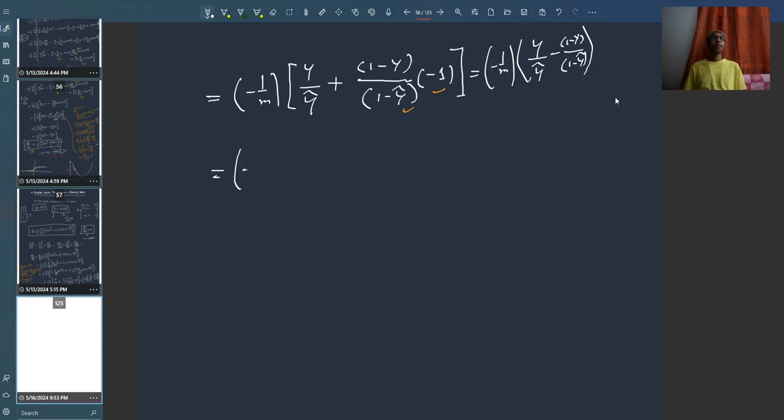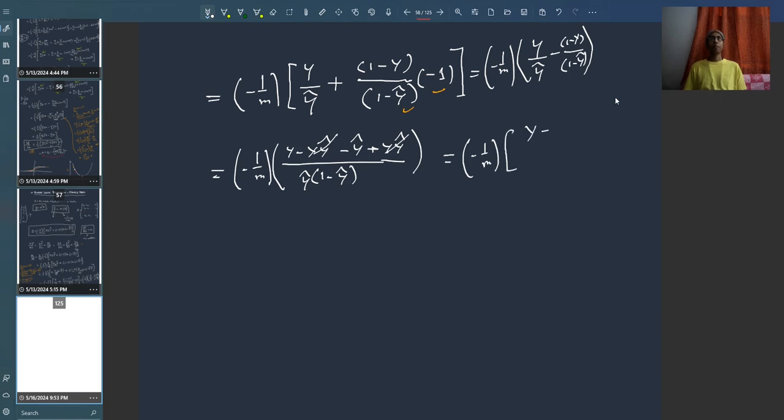This is equal to minus 1 by m, y hat 1 minus y hat. This multiplied by y, this becomes y minus y hat minus y hat plus y hat. So this and this cancel each other. We are left with minus 1 by m multiplied by y minus y hat divided by y hat into y minus 1 minus y hat.